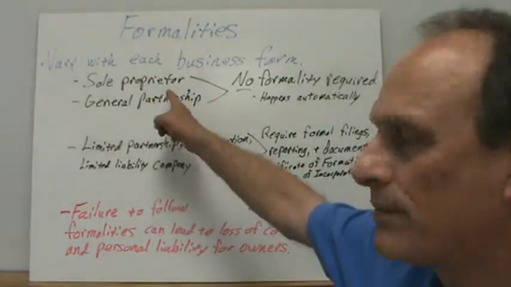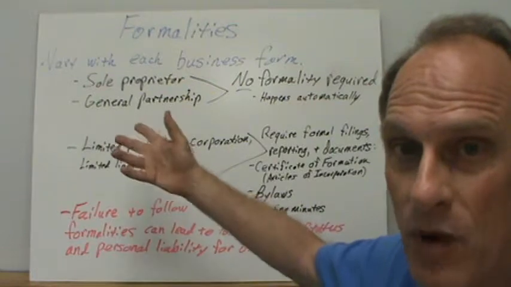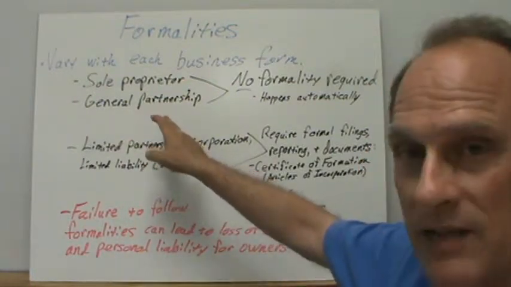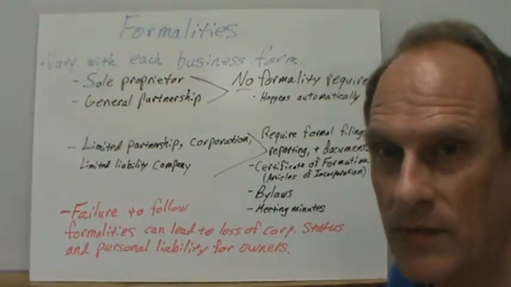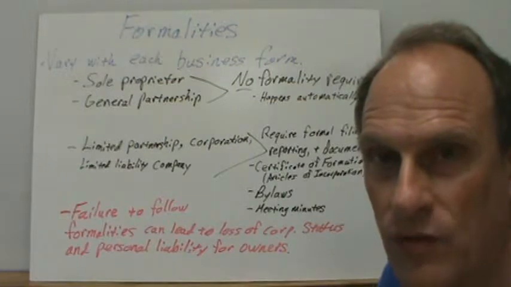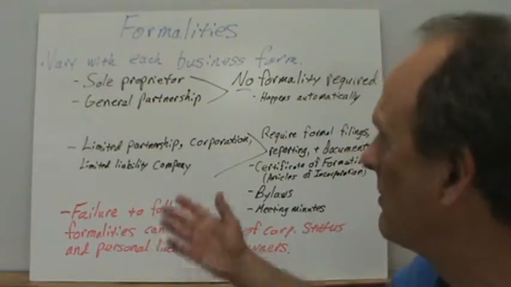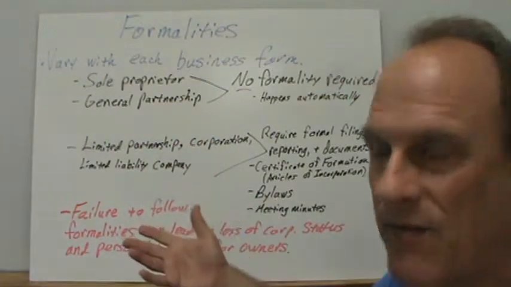If one person does business as a sole proprietor, it just happens automatically. If two people or more people get together for a business enterprise and they don't have a formal written agreement, but they're acting like a partnership, carrying on as a partnership, the law is going to say that they're working as a partnership and there's no formality involved to form it.